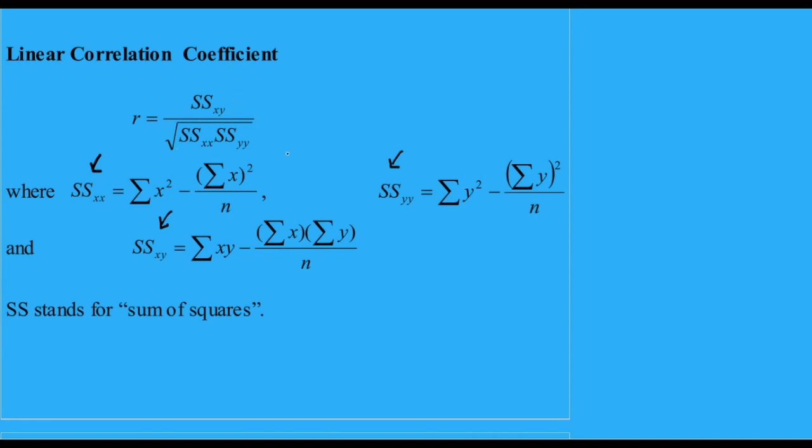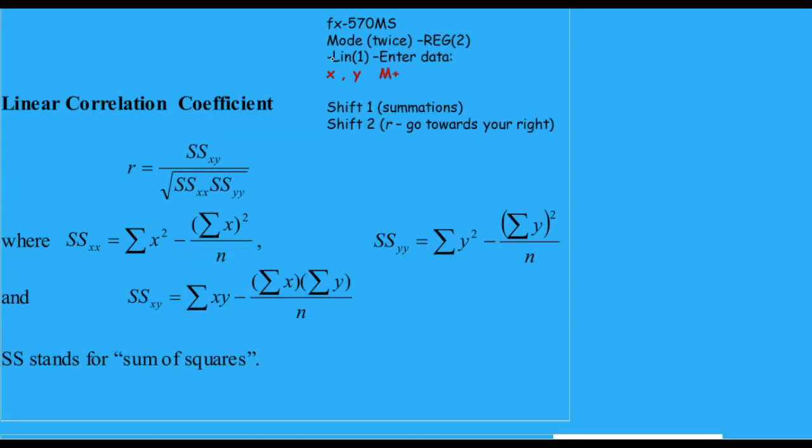And R, or the linear correlation coefficient, is the sum of squares of xy divided by square root of sum of squares of xx multiplied by sum of squares of yy. Now, in order to calculate the values of summation of x squared, summation of x, summation of y squared, summation of y, summation of xy, we could use our calculator.